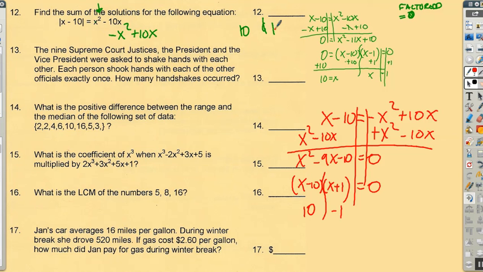But wait a second. Is there anything different between this 10 and this 10? The answer is no. So the solutions to this problem are 1, 10, and negative 1. What is the sum of them? Well, negative 1 plus 1 is 0, so we're just left with our 10. Pretty problem.